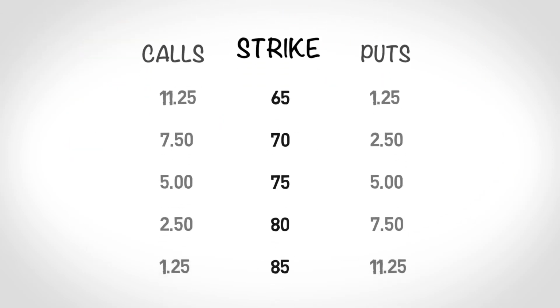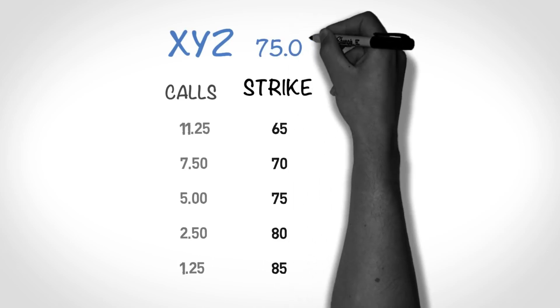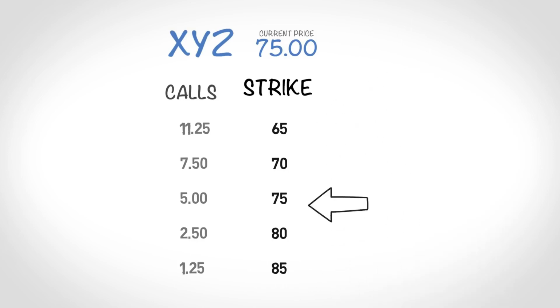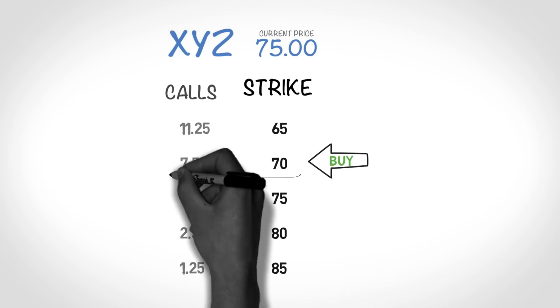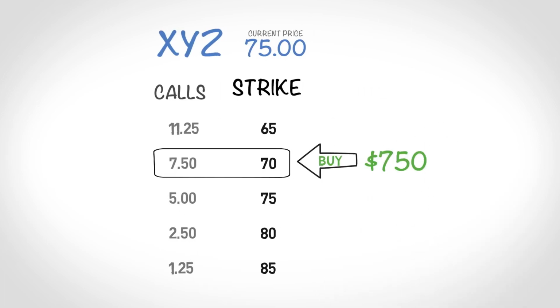First, let's look at an option chain on stock XYZ, which is currently trading at $75 per share. Let's say you are bullish on the stock and you're looking to buy a call option. So we're just going to go ahead and ignore the put options for now. If you were to buy the 70 strike call option, for example, this would cost you $750, and you're hoping that the price of XYZ will rise so you can make money.